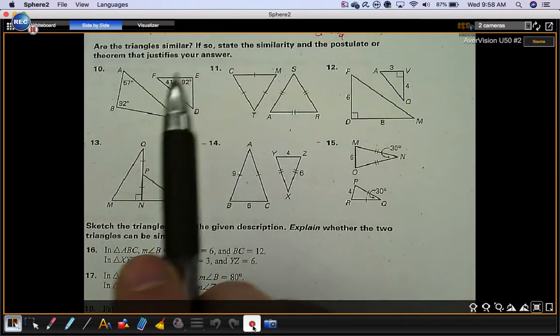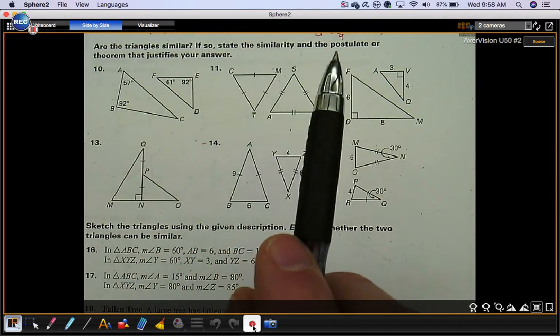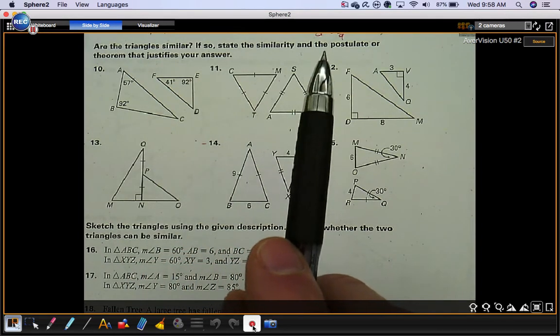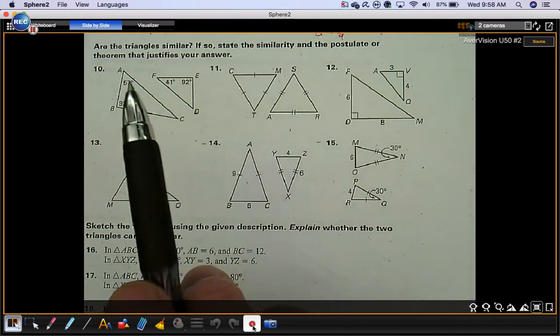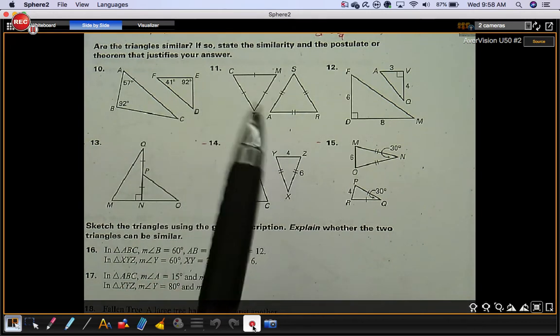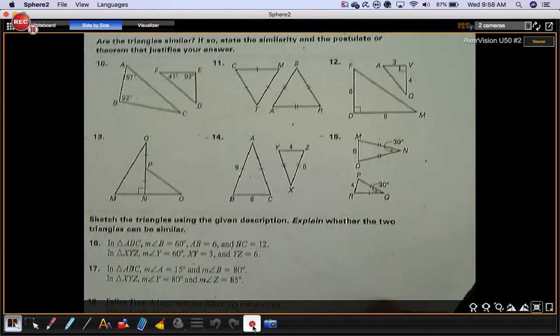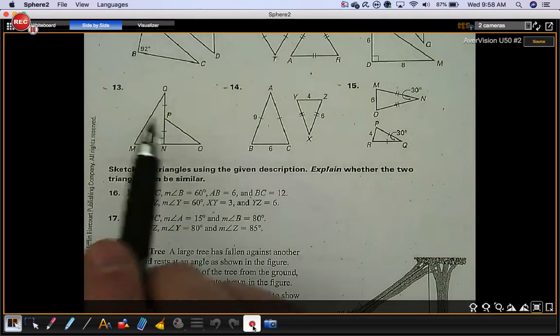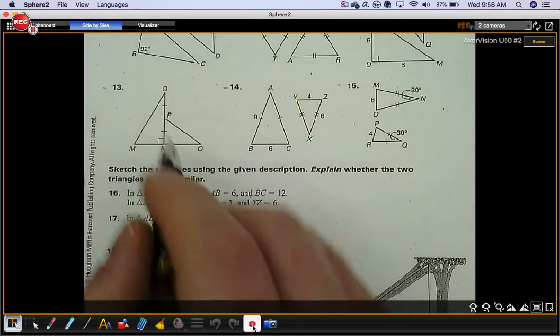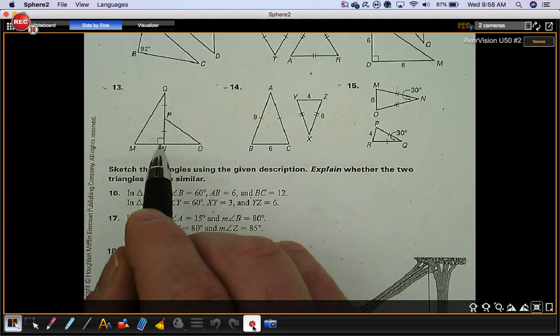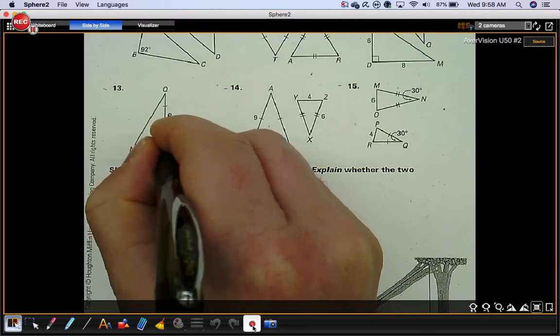Next section, are the triangles similar? If so, write the similarity and state the postulate or theorem that justifies your answer. Let's look at number 13. You have this right angle here. This is a straight angle, so this is also a right angle.